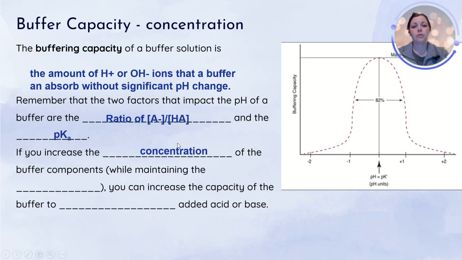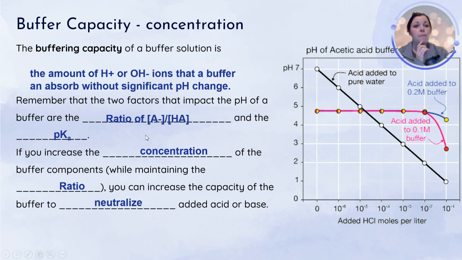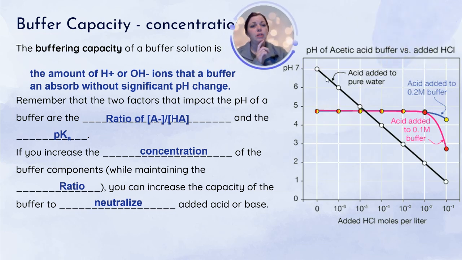So if you increase the concentration of the buffer components while maintaining that ratio of being close to 1, you can increase the capacity of the buffer to neutralize added acid and base. And here's a really nice graph that I found illustrating that. So if this is acid added to pure water, so pure water starts at 7, if you add HCl, then you can see that this goes straight down.